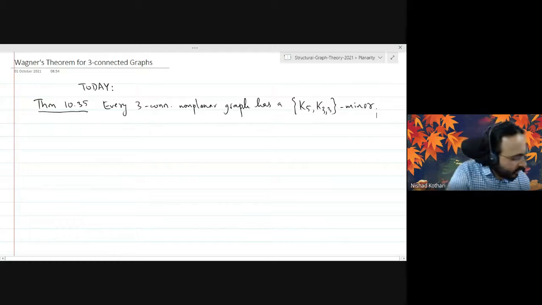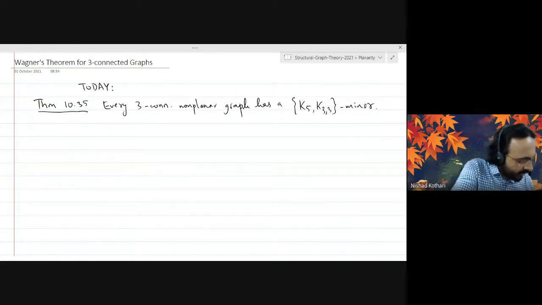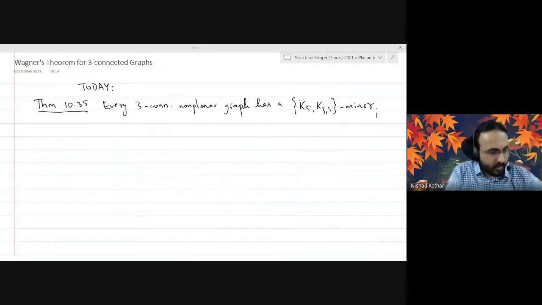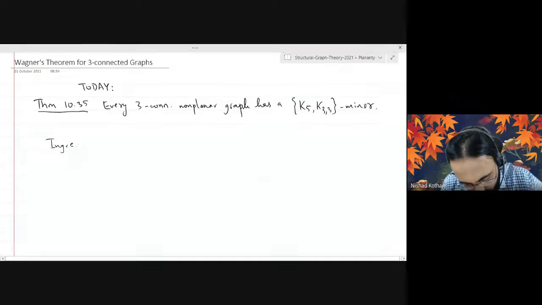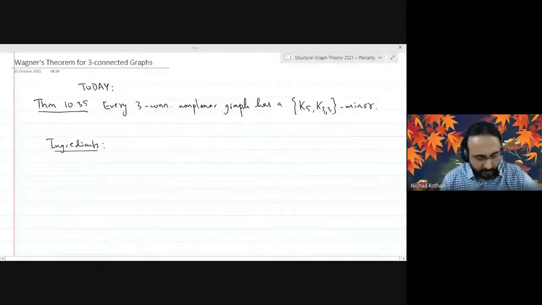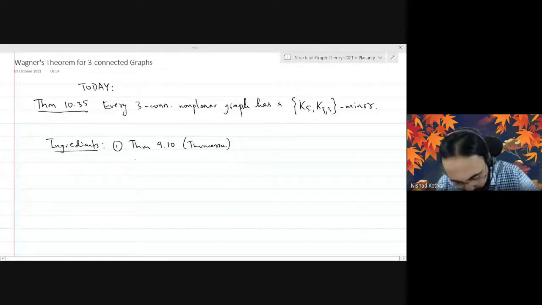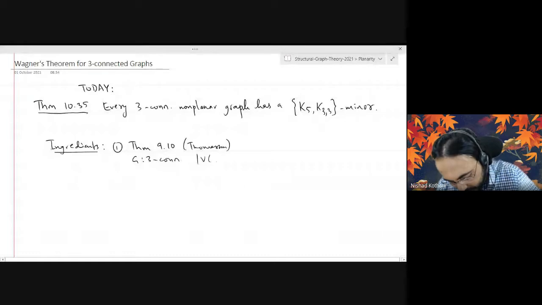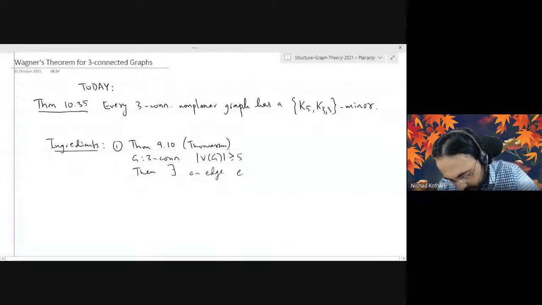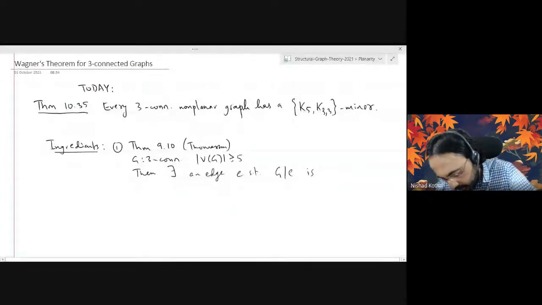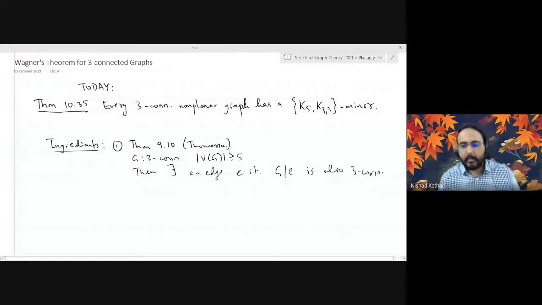All right. So let me put down the ingredients once more to remind you of the specific statements that we are going to use. Okay, so the first one is our induction tool, which is theorem 9.10 due to Thomason. If you have a three connected graph on at least five vertices, then there exists an edge E such that G contract E is also three connected.